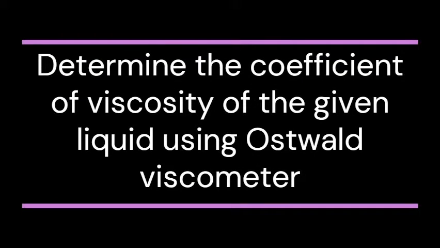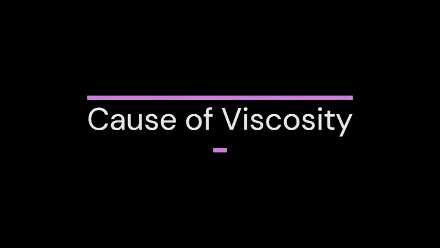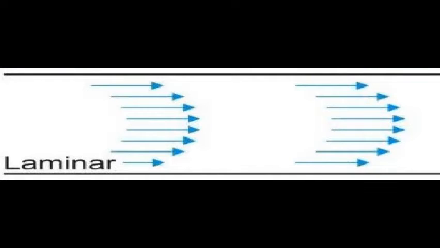Hello students. The aim of this experiment is to determine the coefficient of viscosity of the given liquid using Ostwald viscometer. Viscosity is a property of liquid due to which it offers resistance to its own flow. A liquid flowing in a tube is considered to consist of a series of layers one above the other, and the internal friction between the layers of moving liquid is the cause of viscosity. Greater the viscosity of a liquid, lesser will be its tendency to flow.